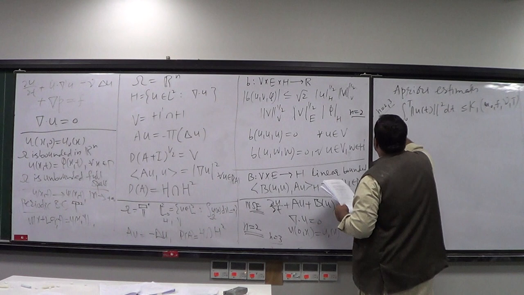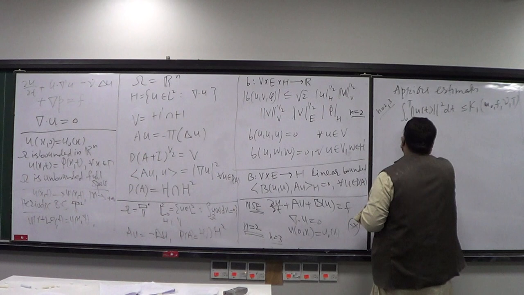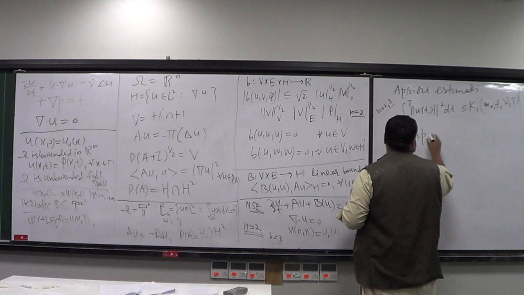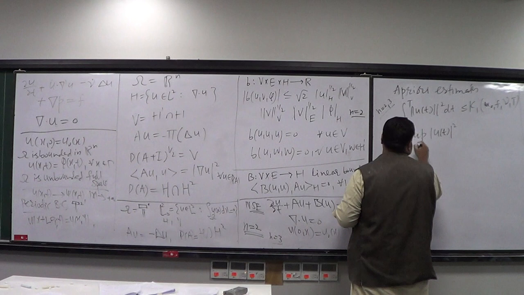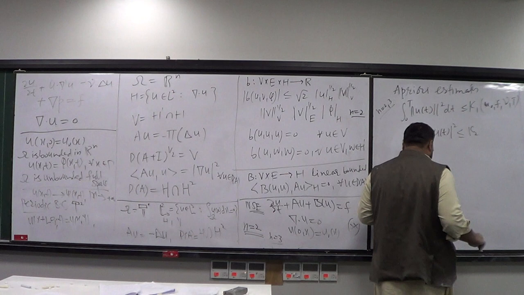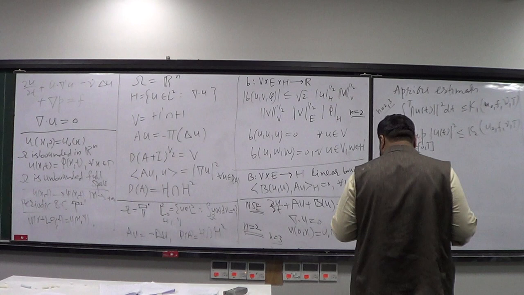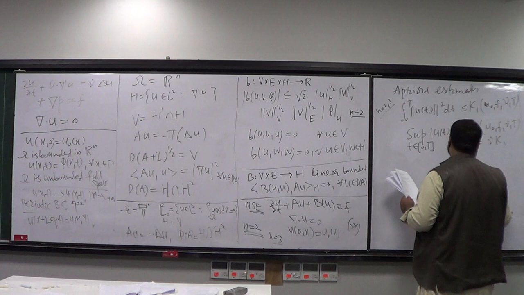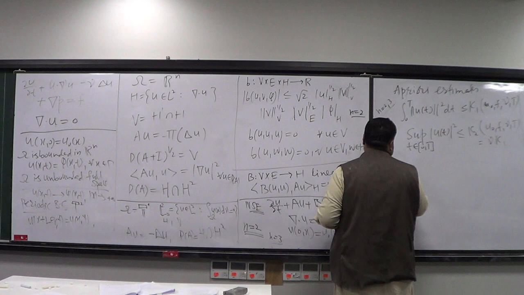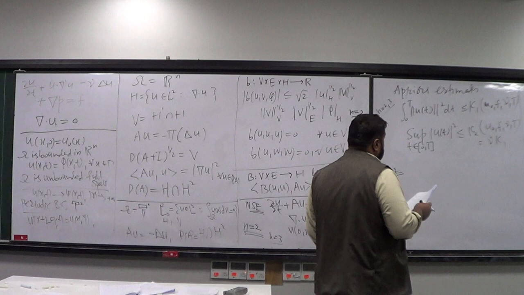The second estimate that we got was the supremum of u of t squared, where t is in the interval 0 to T, can be estimated by a constant k2. Again, k2 depends on u naught, f, mu, and T. In fact, k2 is basically nu times k1. This is what is true in general. And then specifically in n equal to 2, we derive these estimates.